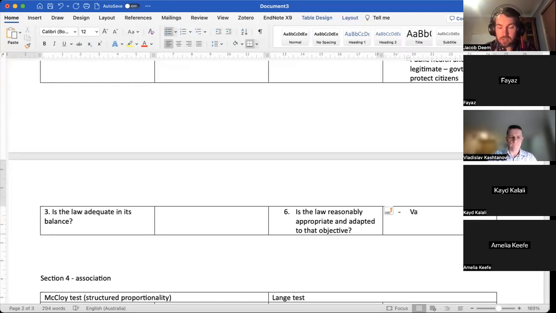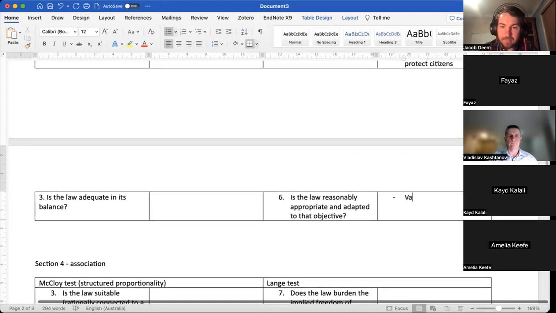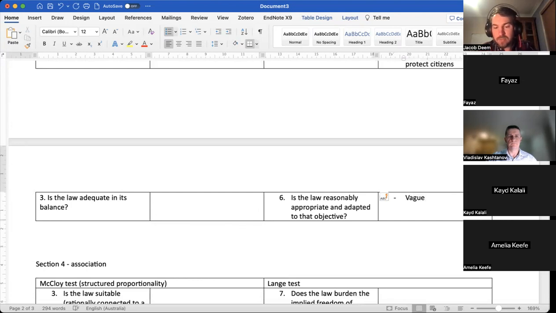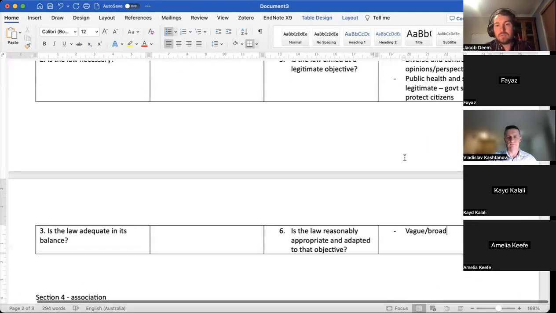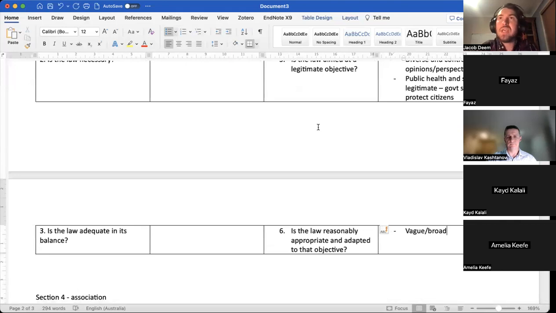We'll return to this idea of reasonably appropriate and adapted, but just for now, I'm explaining what I'm typing. At the moment we're thinking that it's a bit vague or broad. Even though yes, the public should be protected from this information, they haven't gone about it in the right way, essentially. Yes.